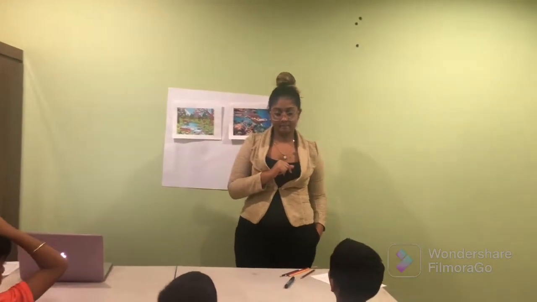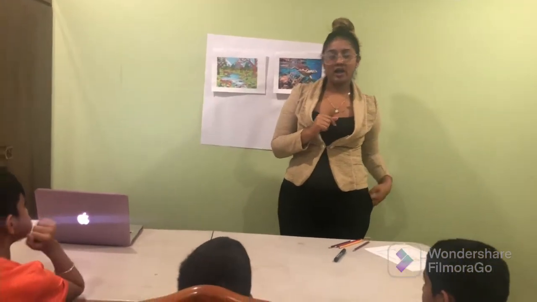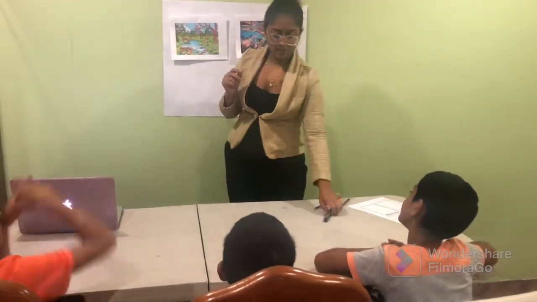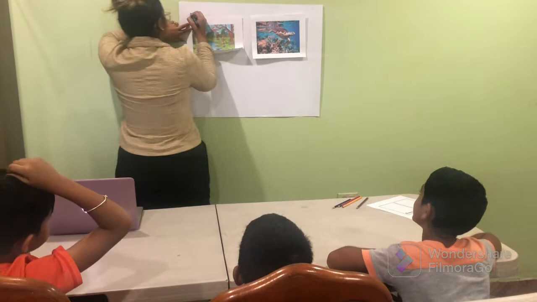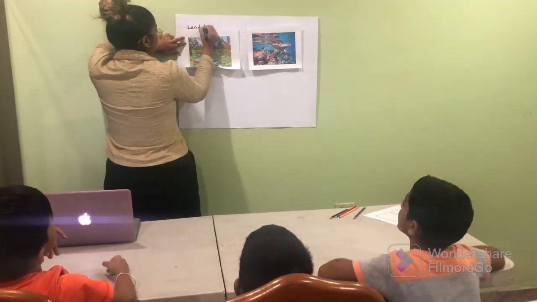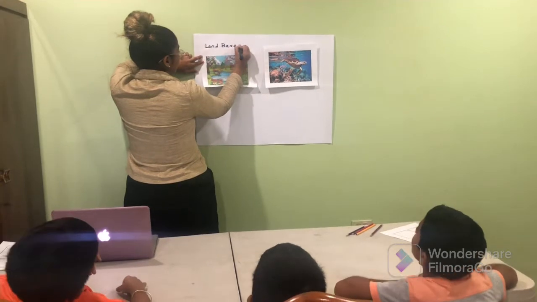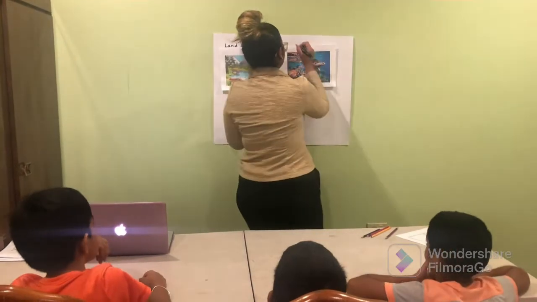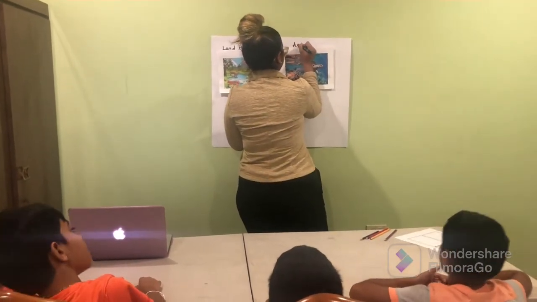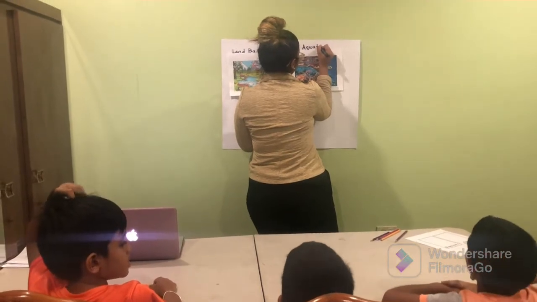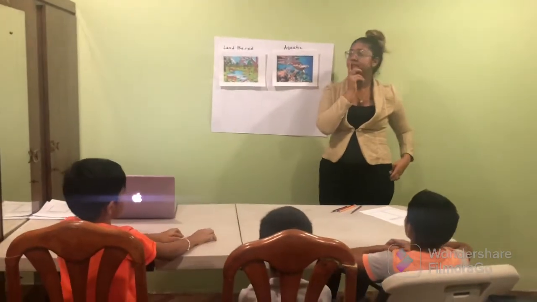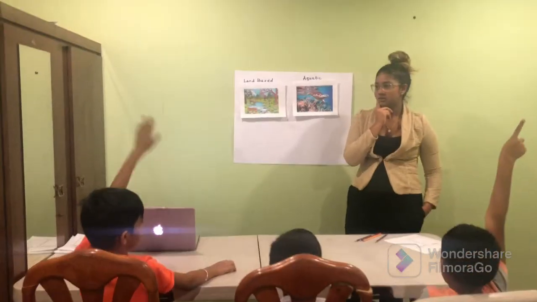So can anybody give me an example of a land ecosystem? Terrell. How about a garden? Is that a land-based ecosystem or an aquatic ecosystem? Yes, a land-based ecosystem. Right. Okay. How about a pond? Is aquatic.